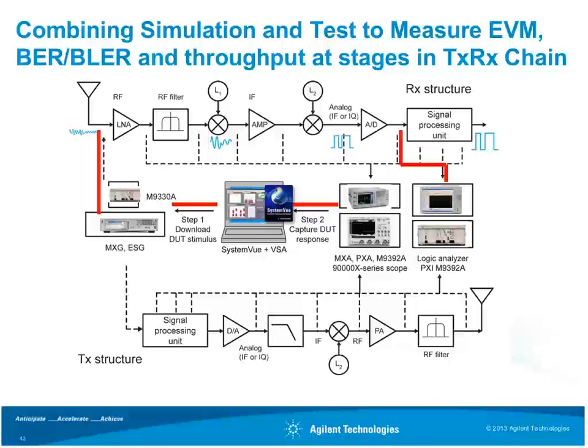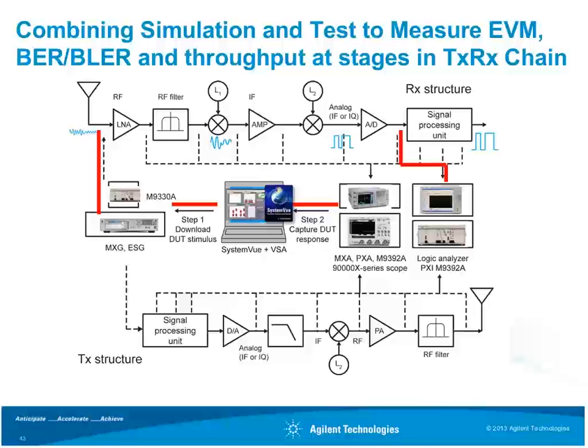Let me explain this in steps. What I have here is a SystemVue view, which is a design software package, and I have a workspace in here that creates an LTE signal with known data traffic and then downloads the signal to the MXG signal generator, which upconverts it and stimulates the receiver front end. Then the signal goes through to the device, and it ends up being captured at the output of the ADC by the combination of the logic analyzer and the VSA vector signal analyzer software, which could reside either in the logic analyzer or over here in the PC itself.